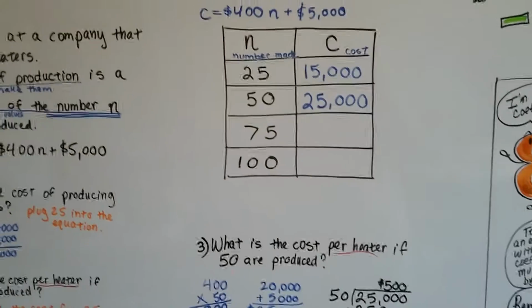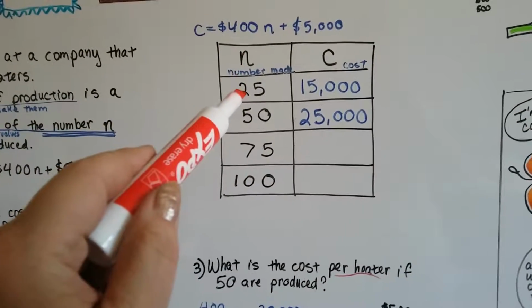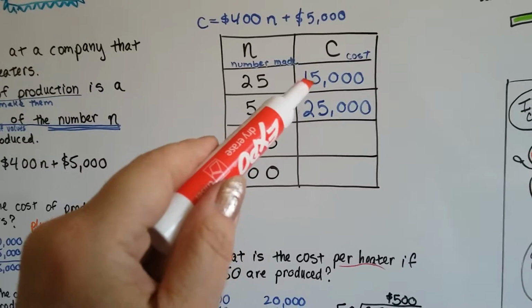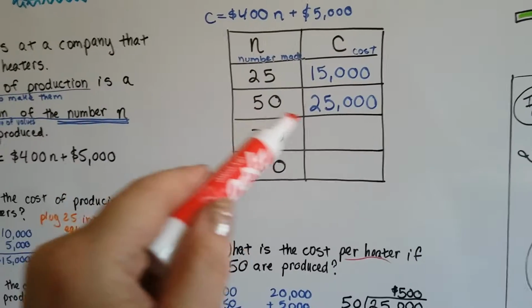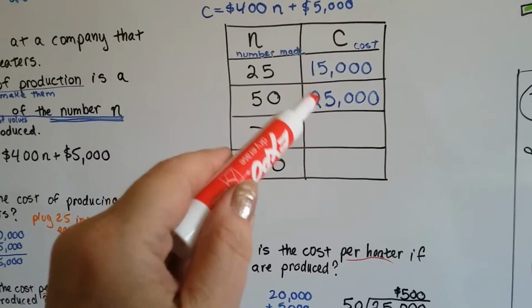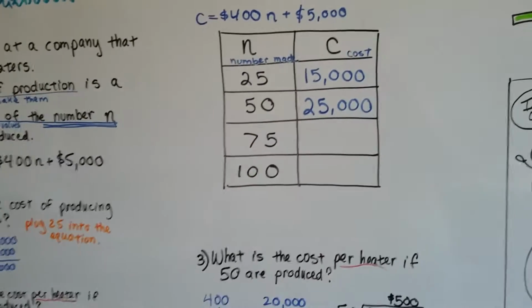So our table of values looks like this. If n is 25, then the cost for the 25 is 15,000. If the number that they make is 50, then the cost to make the 50 is 25,000. See?